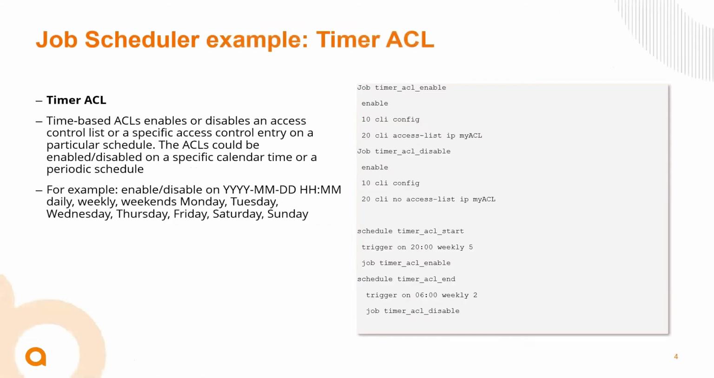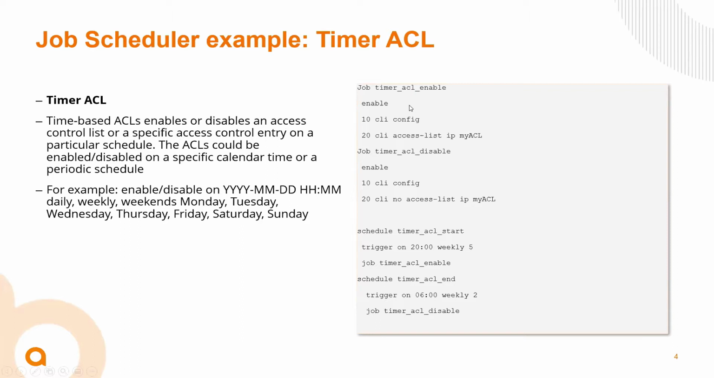Moving on, these are some examples, and then we'll look at the details of the job and the scheduler in a few minutes. If you look at this one, it's a timer ACL. Let's consider you want to run an ACL at a certain time. These are the use cases we got from the AOS switch. That's where you can use the timer ACL as part of the job scheduler.